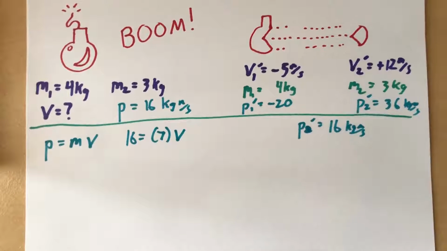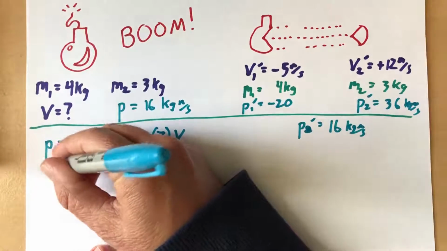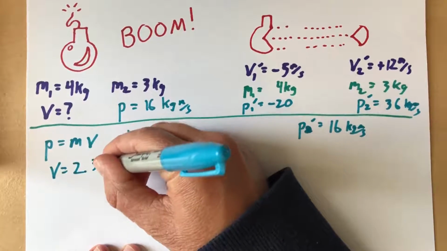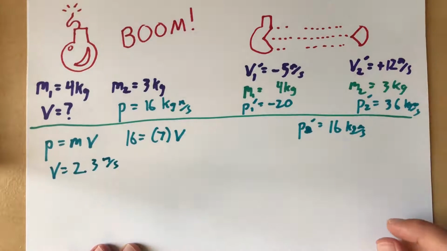So now all we have to do is find that by taking 16 divided by 7, and that is, let me type it into the calculator here because I think I have you do it to the nearest tenth, 2.28 and so on. So it's going to be 2.3 meters per second is how fast it's going.